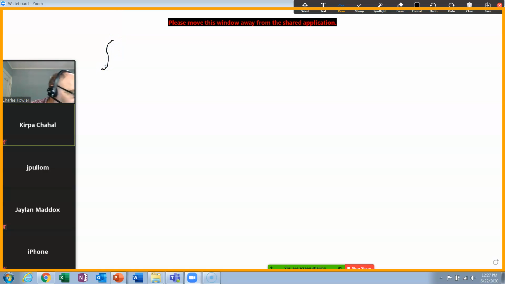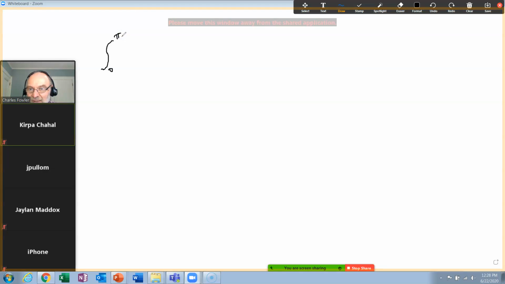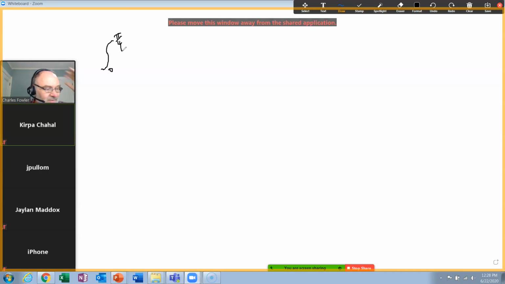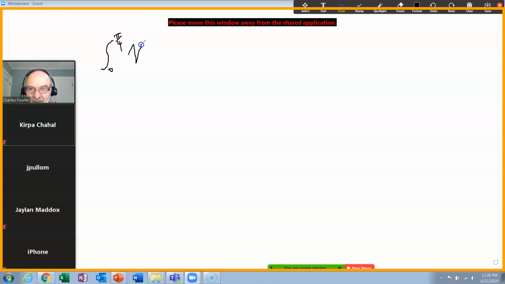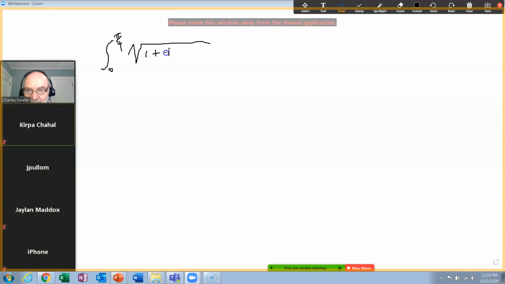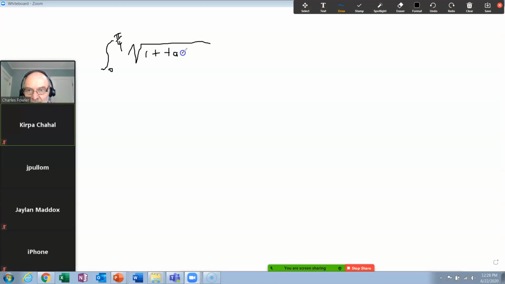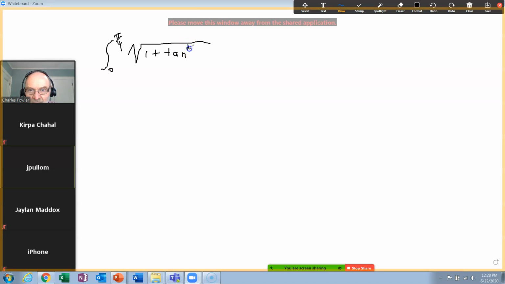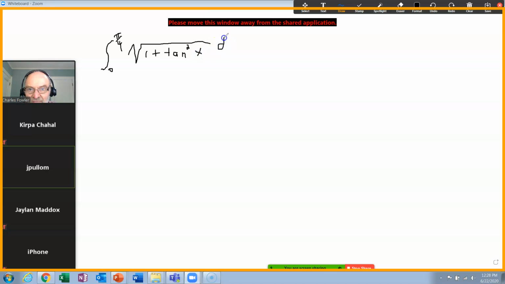The integral from 0 to pi fourths, and if you thought doing this on the whiteboard like this was fun, just imagine what it was like doing it on the test, when they gave you just a little bitty window to do your writing on. Okay, it was fun. And here's your square root of 1 plus tangent squared x dx. The x inside the radical, dx of course outside the radical.